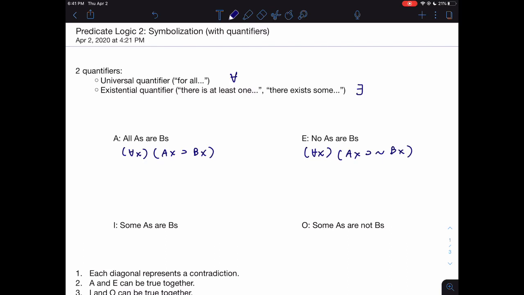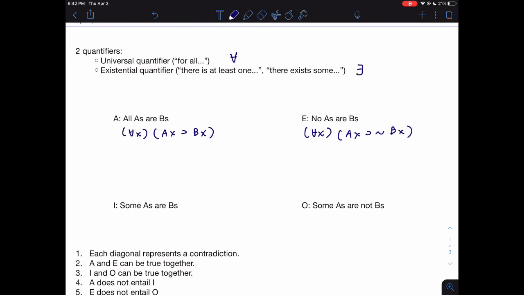So now let's move on to I sentences. The I-type sentence is "Some A's are B's," and we represent that as follows: there exists some x such that x is an A and x is a B. And now consider the O-type sentence, "Some A's are not B's." We represent that as follows: there exists some x such that x is an A and it's not the case that x is a B. Okay, so those are the four types of sentences.